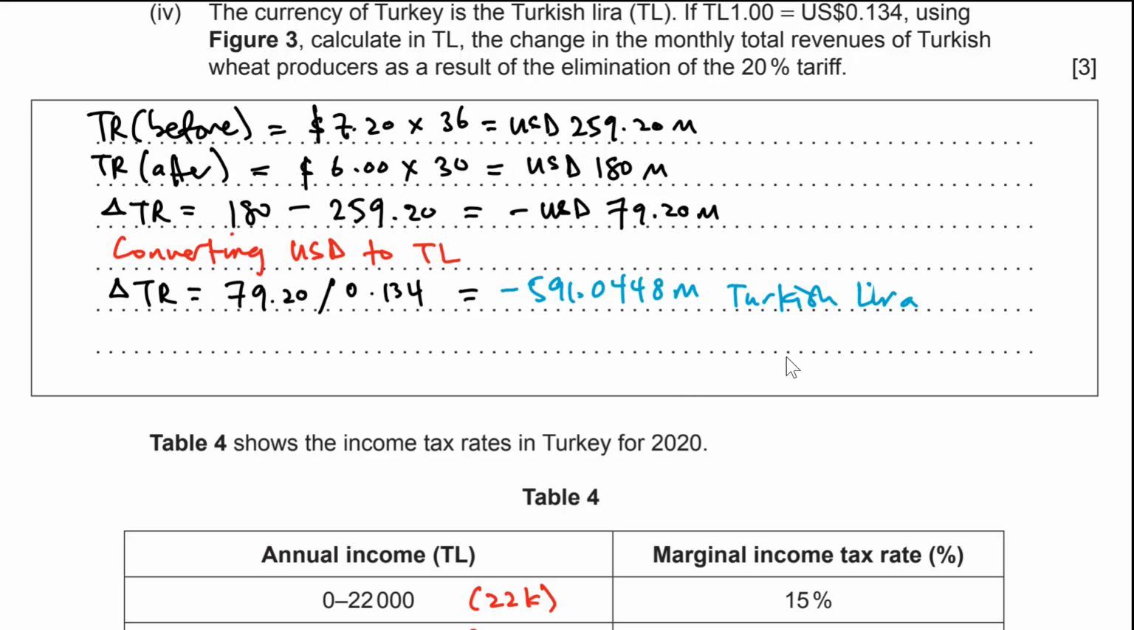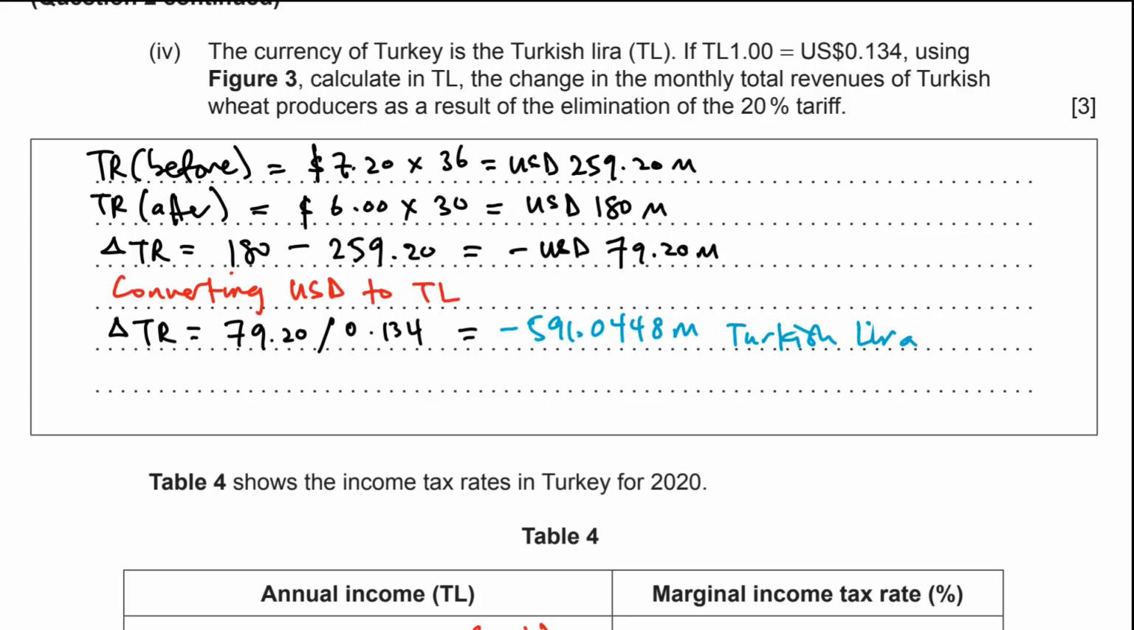Okay, so question 2, part 4. The currency of Turkey is the Turkish lira. If 1 Turkish lira is equal to 13.4 US cents, using figure 3, calculate in Turkish lira the change in the monthly total revenue of Turkish wheat producers as a result of the elimination of the 20% tariff.